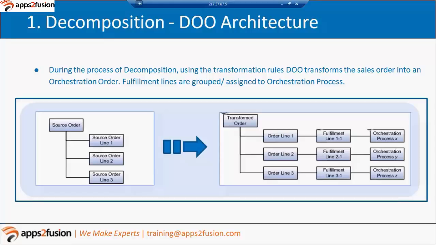DOO transforms a sales order into an orchestration order. On the left side, what you see is a typical sales order, probably created in FOM or any other external system. You have a source order and source order lines 1, 2, 3. These are the different orders and order lines. This is what you can call an order and order line.